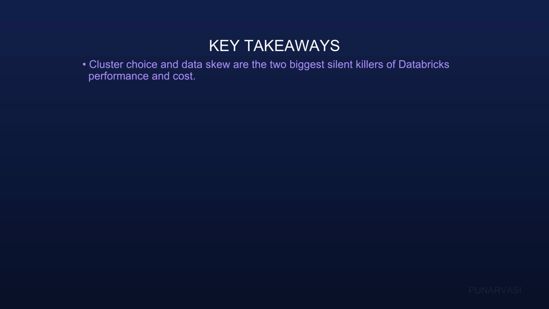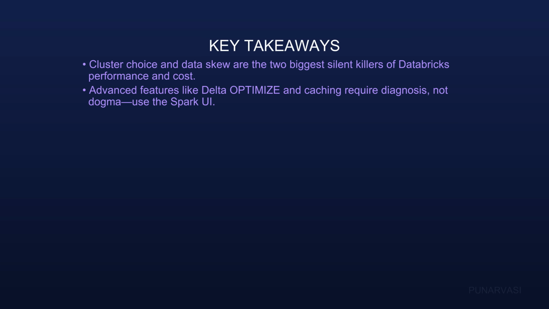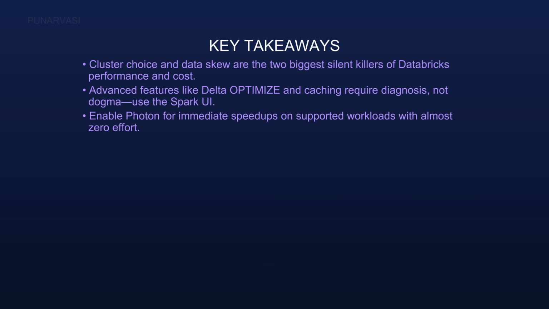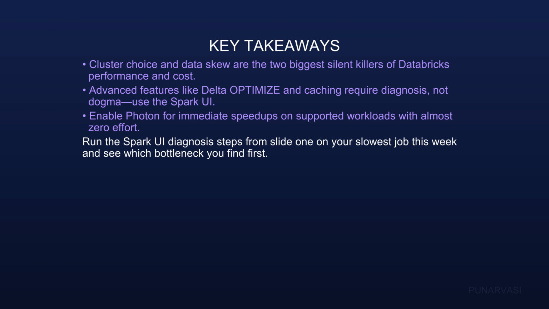Cluster choice and data skew are the two biggest silent killers of Databricks performance and cost. Advanced features like Delta Optimize and caching require diagnosis, not dogma. Use the Spark UI. Enable Photon for immediate speedups on supported workloads with almost zero effort. Run the Spark UI diagnosis steps from slide 1 on your slowest job this week and see which bottleneck you find first.